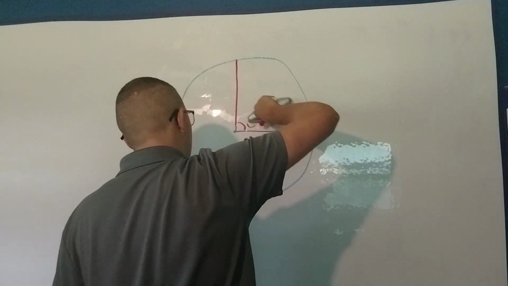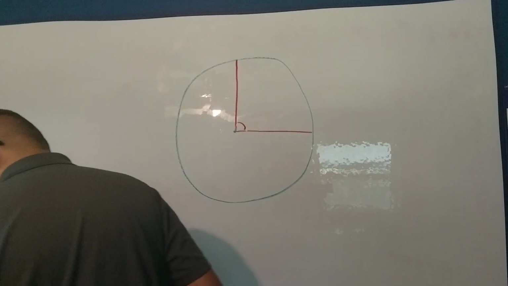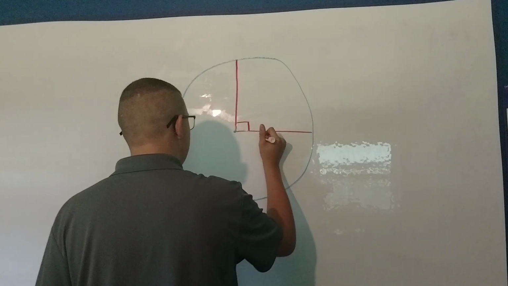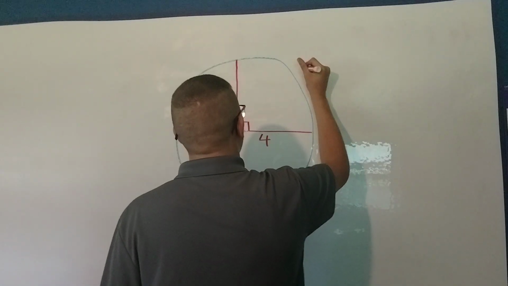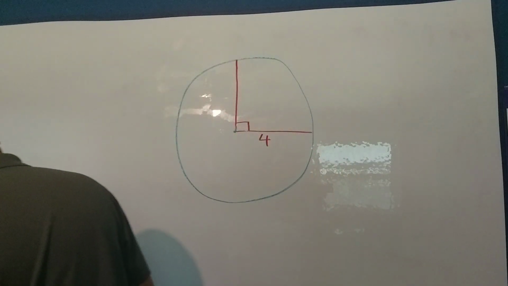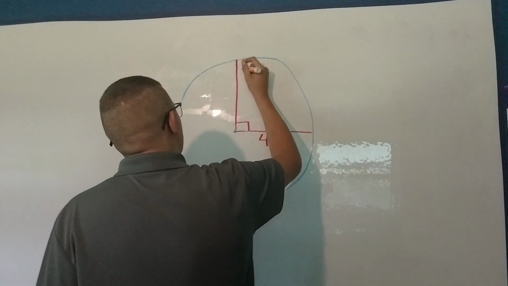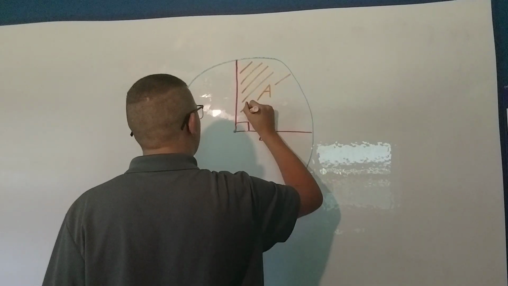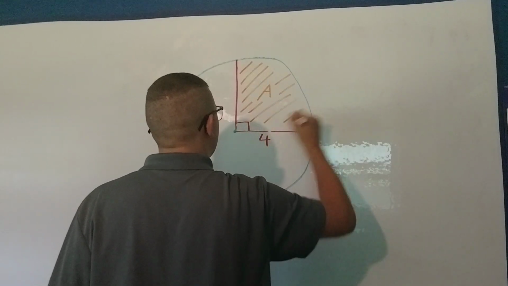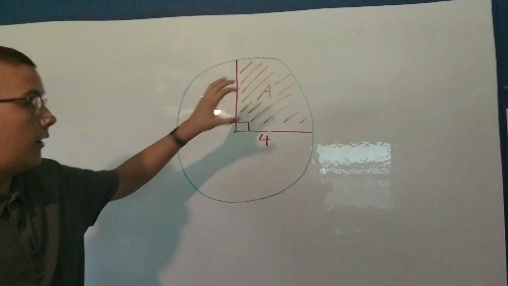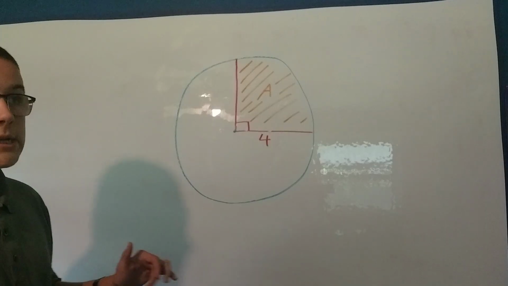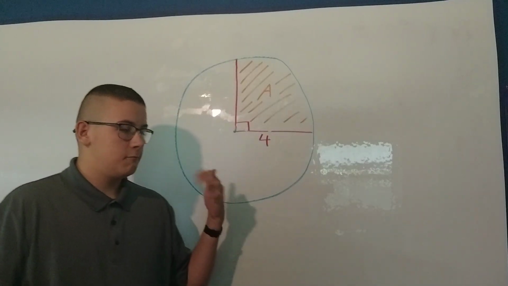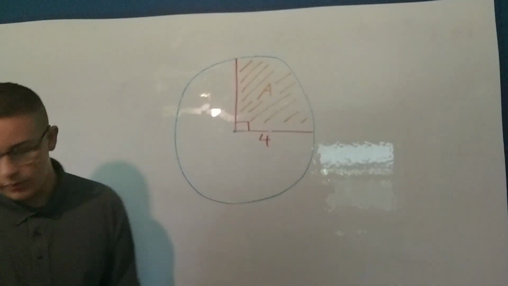So, we'll go back to this being 1/4, right? So we'll say this is 90, this is 4, and we'll call this shaded region, this shaded region here, A, and we're trying to solve for A, right? Well, again, we know this is going to be 1/4. So what we can do is just solve for the area and multiply by 1/4.